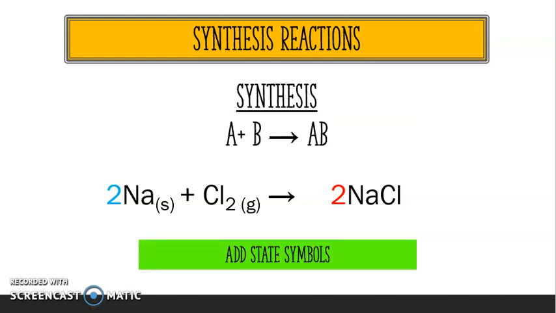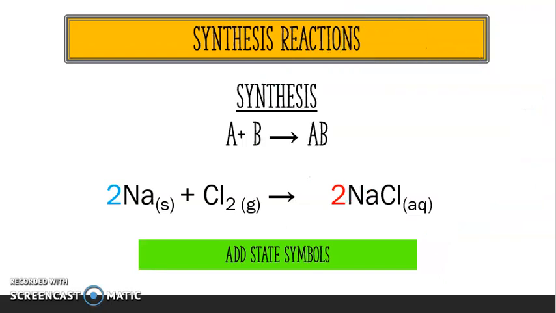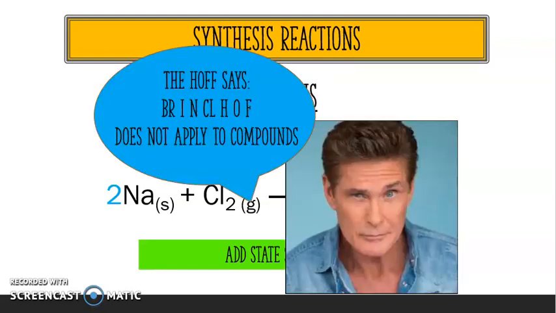Final step, add some state symbols. Now, we already had the state symbols for the elements, but I do need to predict the state symbol for the compound. Just as a reminder, you can predict the state symbols of compounds using the solubility rules found on the back of your periodic table. Luckily, sodium is a group 1 element, chlorine is a group 17 element. Together, they make an aqueous compound. Now, just as a reminder, Brinkelhoff does not apply to any compounds. So even though chlorine was inside the compound NaCl, because it's not by itself, Brinkelhoff does not apply.